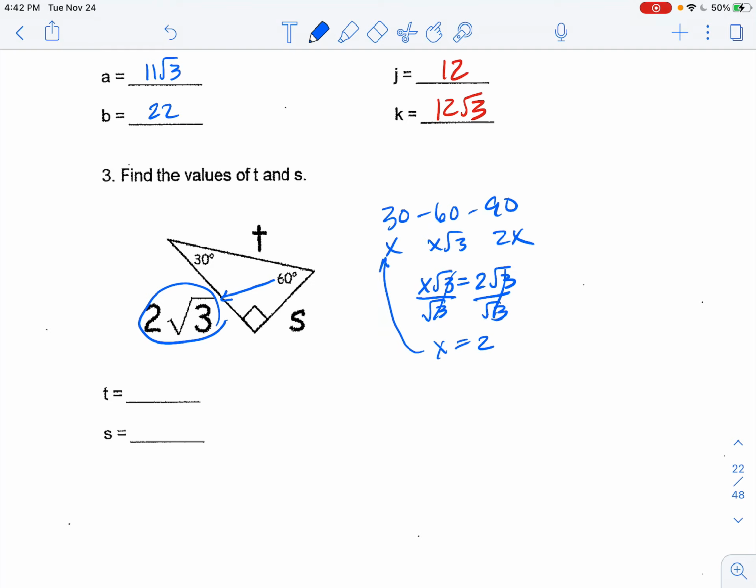Plug 2 in here, that's the guy across from the 30. Plug 2 in here, well, that would be the guy across from the 90. So across from the 30, which is my S in this case, would just be 2. Across from the 90 is 2 times the x value, and in this case, it would be 4.